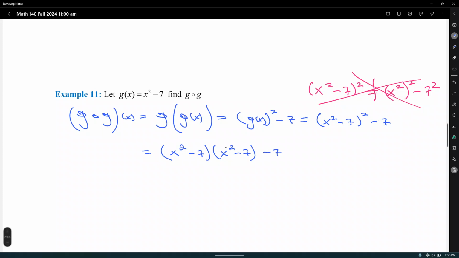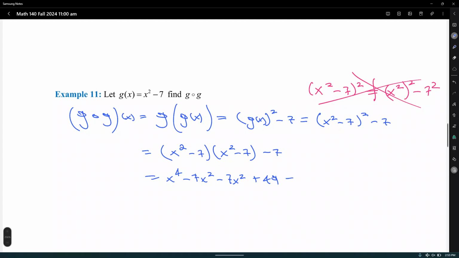That means x squared times x squared equals x to the 4th. X squared times -7, that's -7x squared. -7 times x squared, that's -7x squared. -7 times itself, be careful, that's the product between two negatives, which is a positive 49.